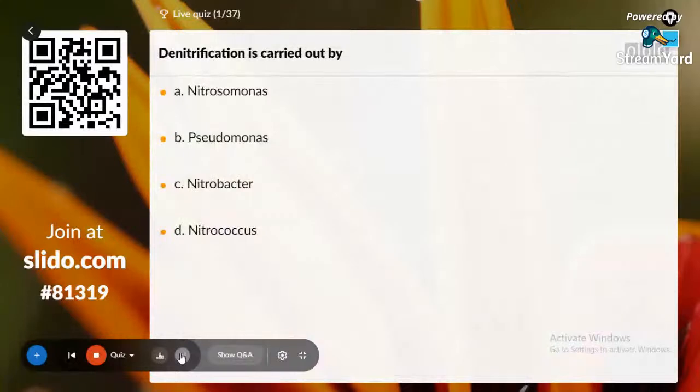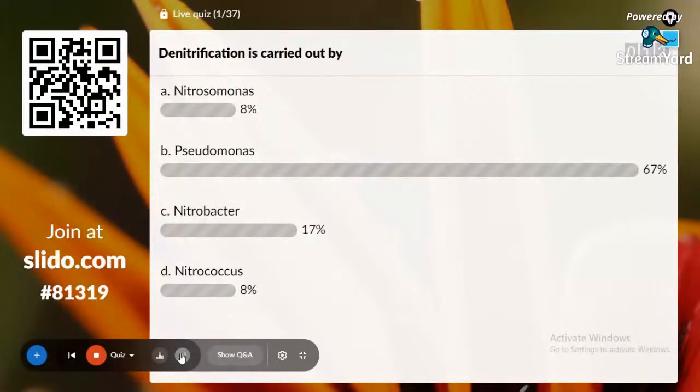You have the first question on the screen. Denitrification is carried out by option A nitrosomonas, option B pseudomonas, option C nitrobacter, and option D nitrococcus. Denitrification is carried out by nitrosomonas, pseudomonas, nitrobacter, and nitrococcus. 67% with the answer pseudomonas, and pseudomonas is the correct answer for the question.